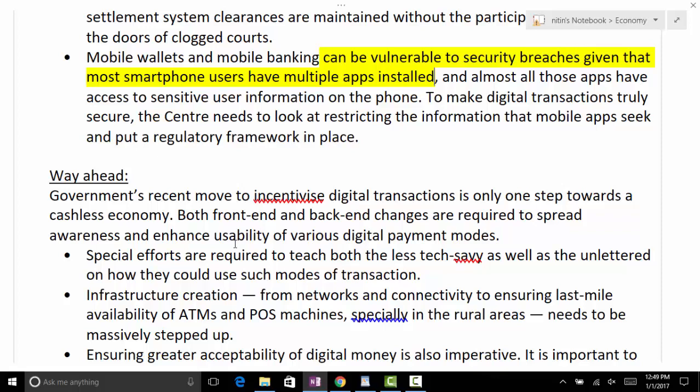should be in a restrictive manner, not in an umbrella manner, asking for access to each and everything. For the purpose it is required, it should be for that purpose only. So for this purpose as well, there should be a certain regulatory framework in place.